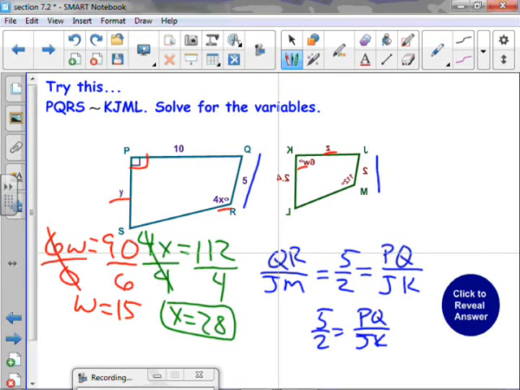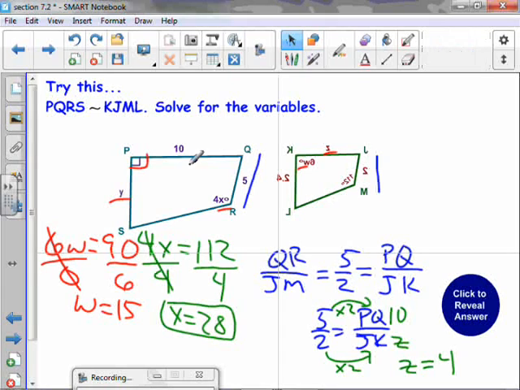PQ is 10. JK is Z. So I have 5 over 2 equals 10 over Z. I can do cross products again, or I can just see that this one's easy. Times 2 there, so this one must be times 2. You can do the same thing with cross products. You'll get the same answer. Z equals 4. Okay? And now I am just about done.